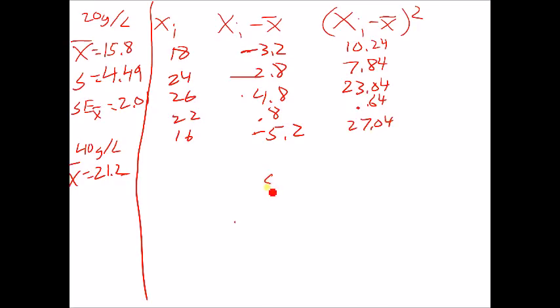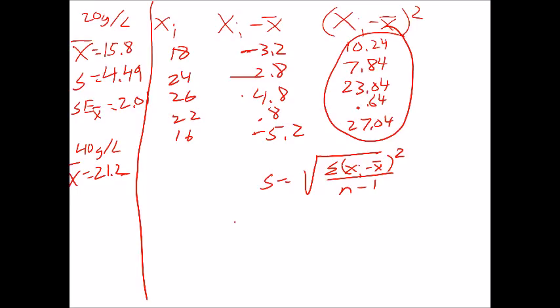Remember, to calculate the standard deviation, we need to take the square root of the summation of xi minus x bar squared all over n minus 1. So now we need to sum up this column, because that's xi minus x bar squared. When we sum up that column, that gives us 68.8. So to get our standard deviation, we're going to have 68.8 divided by n minus 1. Our sample size is 5, minus 1 would be 4. We'll take the square root of that whole quantity, and we end up with a standard deviation of 4.15.